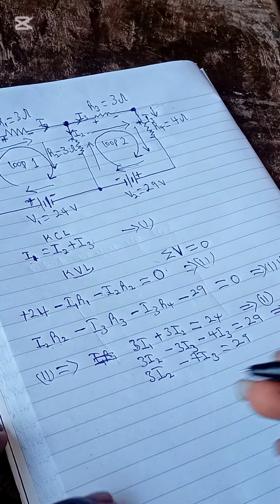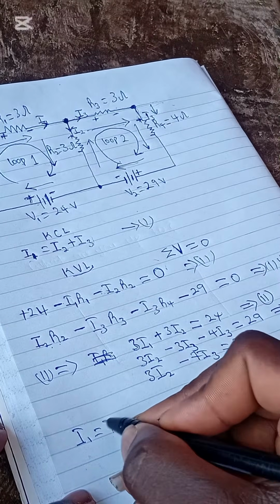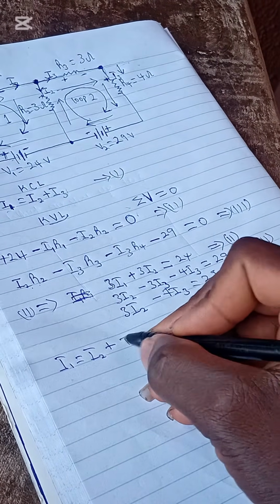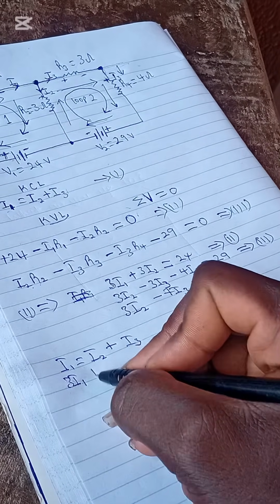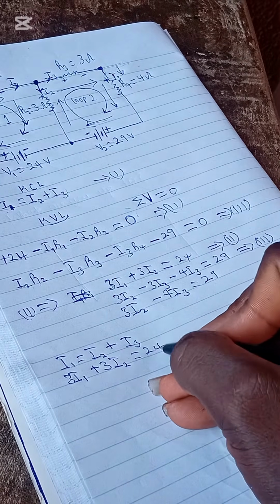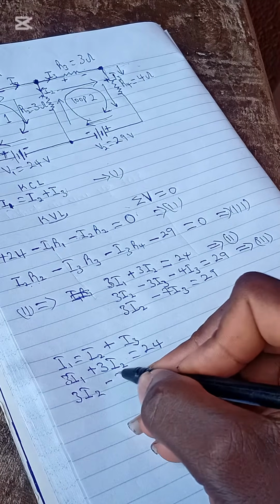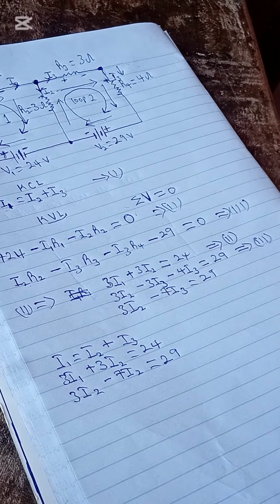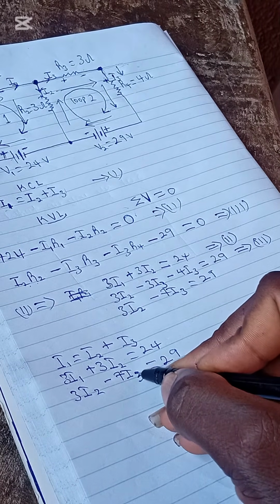So all those three equations, let me just bring them together. For equation 1, for the KCL, we have I1 equals I2 plus I3. For equation 2, we have 3I1 plus 3I2 equals 24. For equation 3, we have 3I2 minus 7I3 equals 29. So these are the three equations.